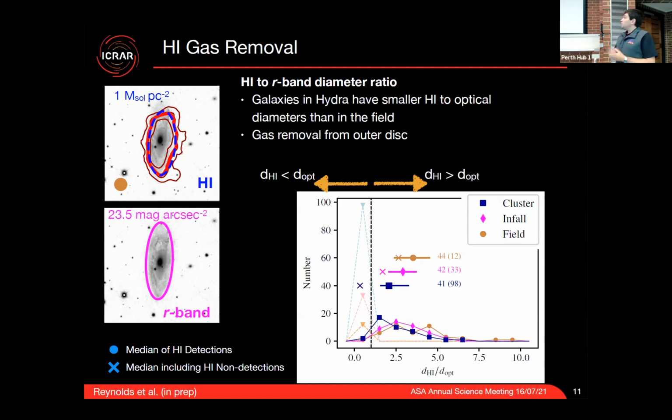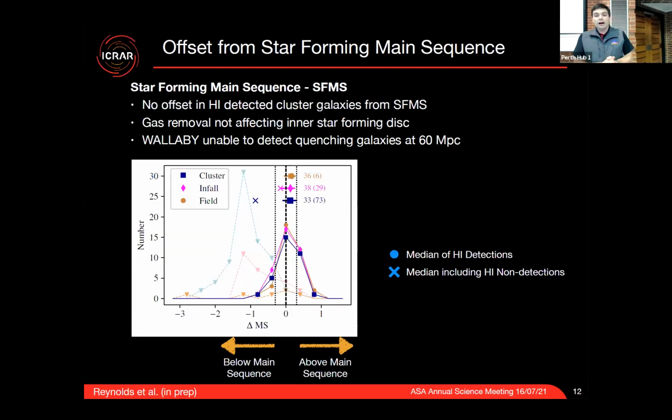We do see a clear trend of galaxies in the cluster having smaller, on average, size ratios compared to in the field, which is a sign that gas is being removed from the outer disk. And then looking to see if this has any correlation to a reduction in star formation. Here showing the distribution of galaxies similar to the previous plot, but as a distance from the star forming main sequence. And for H1 detected galaxies, there's no trend.